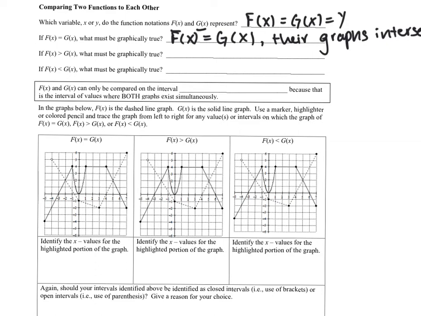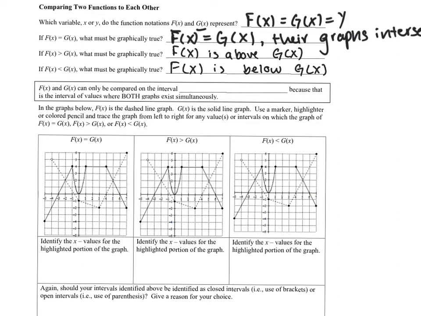And if f of x is greater than g of x, what must be true? So f of x is above g of x, talking about our y values. F of x is above g of x. And if f of x is less than g of x, what must be graphically true? F of x is below g of x. F of x is below g of x.